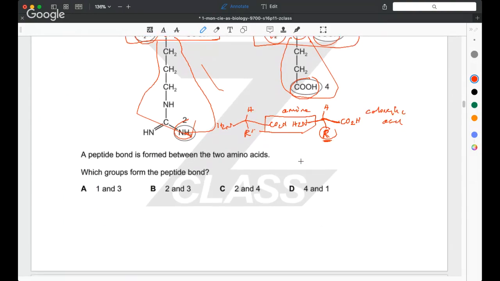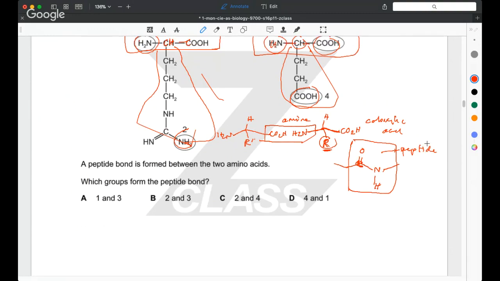And when those react together in the condensation reaction, you're going to get that from the carboxylic acid group, and that from the amino group, and then that goes off to the rest of the amino acid. And that collection of atoms there, that's a carbon in there, which is from the carboxylic acid, and that came from the amine group there. That's the peptide bond.